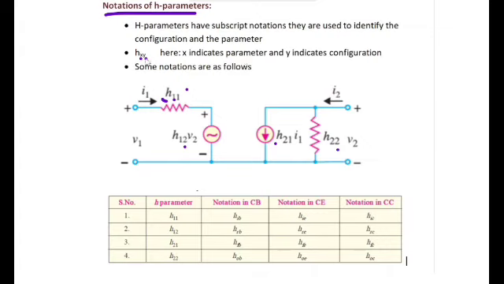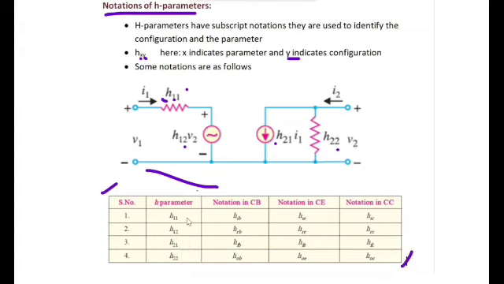And the second subscript, that is y, indicates the configuration, in which configuration the whole circuit is connected. That means if it is CB, then we will use b, if it is CE configuration, then we will use e, if it is common collector configuration, then we will use c. The second subscript identifies the configuration in which the circuit is connected, and we can have a look at this table, which is clearly giving us notations in all configurations.